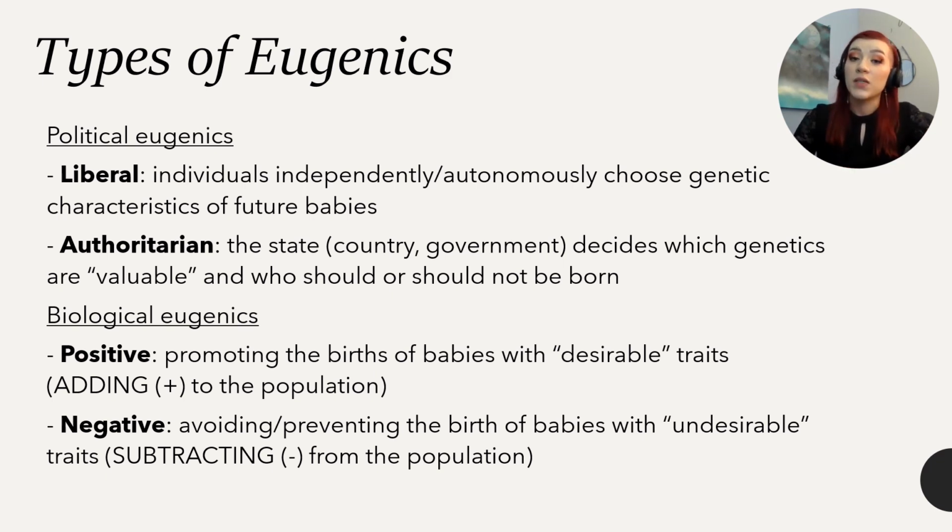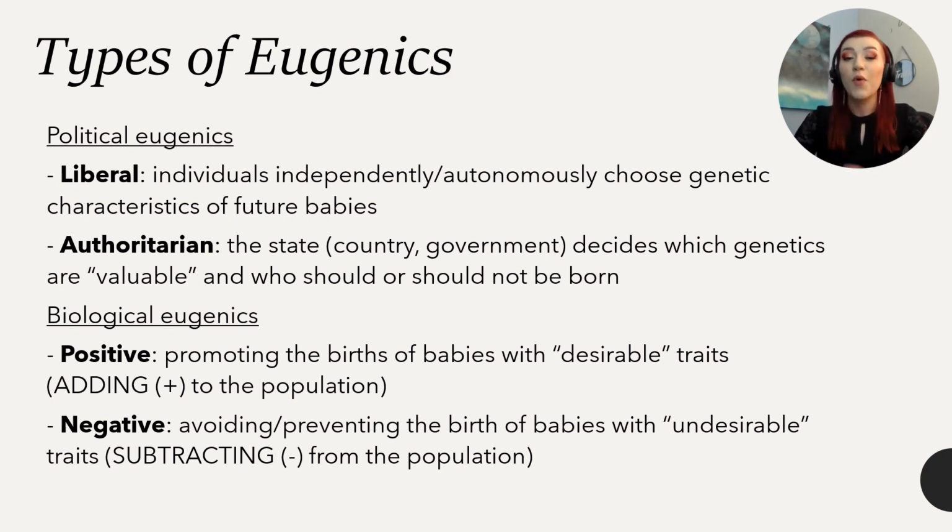We also see authoritarian eugenics, and this is where the state, so the country or the government, decides which genetics are considered valuable and who should or should not be born. One example of authoritarian eugenics that many people are familiar with would be what was happening in Nazi Germany during the 1930s and 40s.